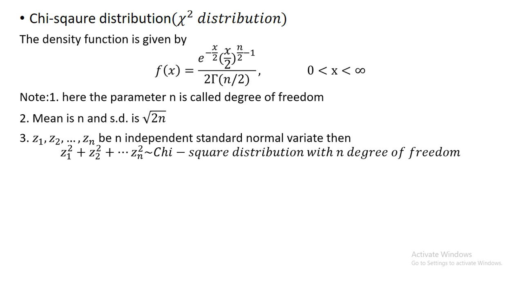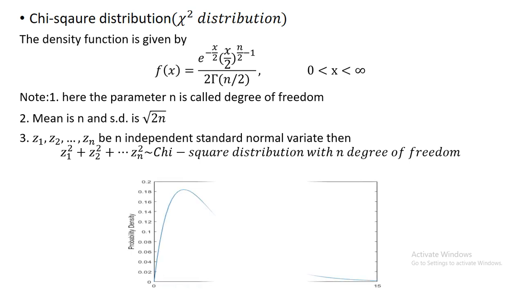Now an important result: if z1, z2, ..., zn are n independent standard normal variables, z1 follows the standard normal distribution, z2 follows the standard normal distribution, zn follows the standard normal distribution, then z1 square plus z2 square plus ... plus zn square follows the chi-square distribution with n degrees of freedom. This is an important result. Another curve of the chi-square distribution: it is not a symmetric curve like the normal distribution. The curve is valid from 0 to infinity, and the curve looks like this.